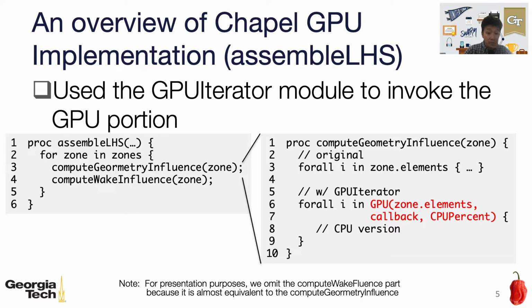Essentially, the GPUIterator divides the original iteration space into 2 spaces. One is the CPU space, and another is the GPU space by using the CPUPercent on line number 7. For the CPU space, the body of the original forall loop is executed on CPU, and for the GPU space, it invokes a user-provided callback function in which device memory allocation, host to device, device to host data transfer, and kernel invocations are performed.